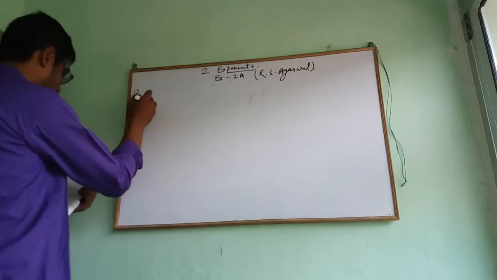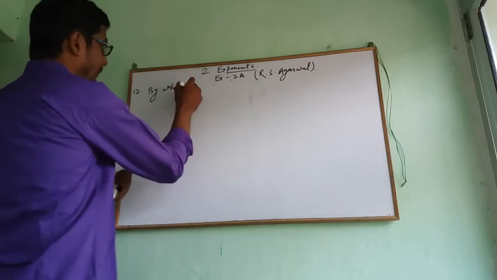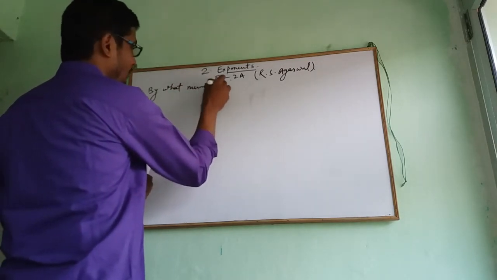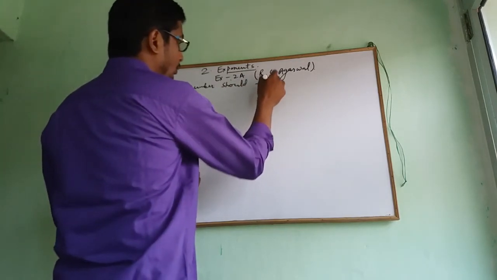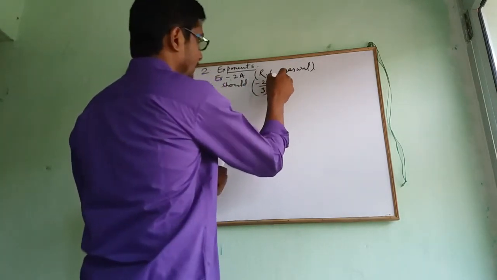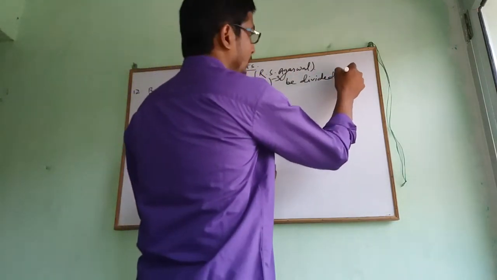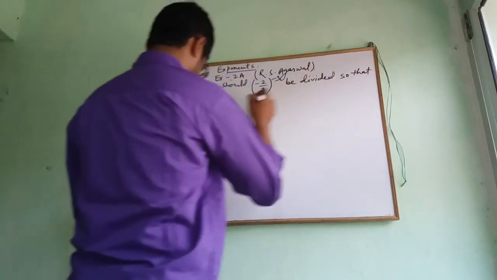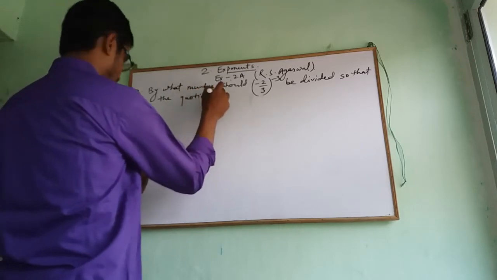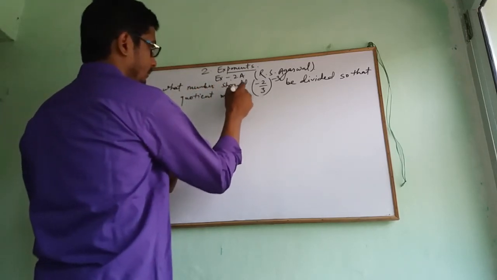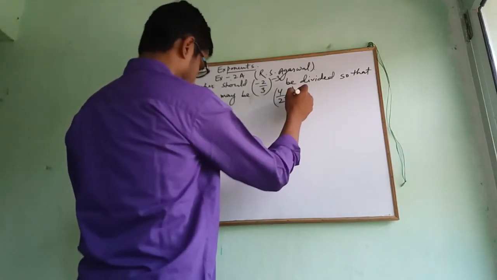Question number 12, it is written: by what number should (-2/3)^-3 be divided so that the quotient may be (4/27)^-2?